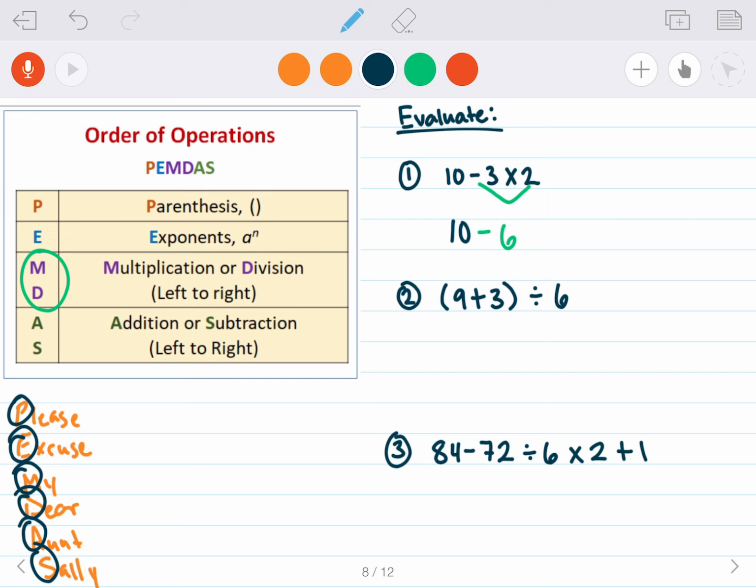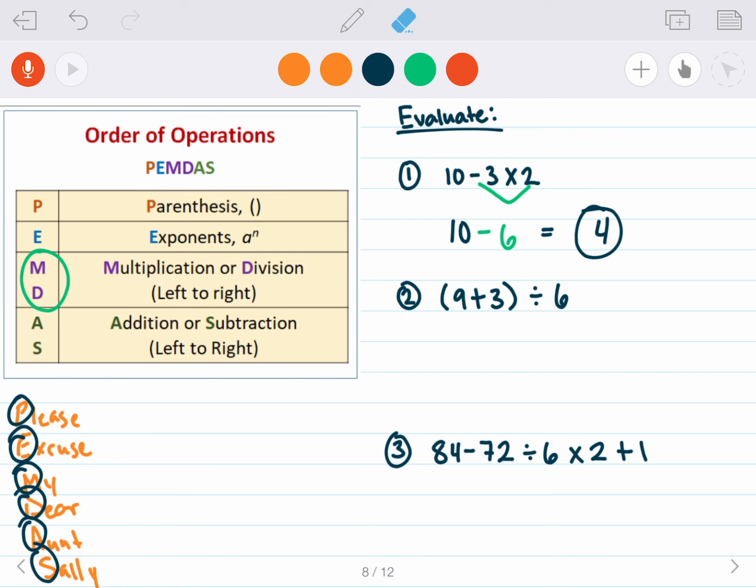So I need to take care of that first. So again, PEMDAS says, hey, do this multiplication before you subtract. Now we can do 10 minus 6 is going to be 4. So that is our answer there. If we were to just go from left to right, 10 minus 3 is 7, 7 times 2 is 14, which would be technically wrong. So we want to make sure we are using our order of operations here.